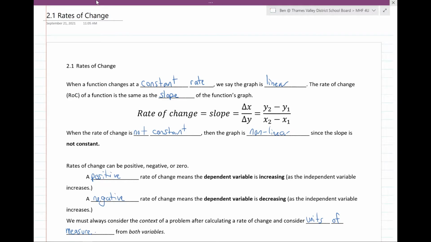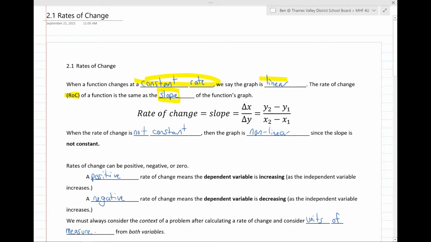When a function changes at a constant rate, then we would say a graph is linear, right? None of this is new. The rate of change, which we will short form to ROC, the rate of change of a function is the same as the slope of a function's graph. Now we should be masters at calculating slope. Again, you went over this in grade 9. You relied on this in grade 10 and again used it in grade 11.